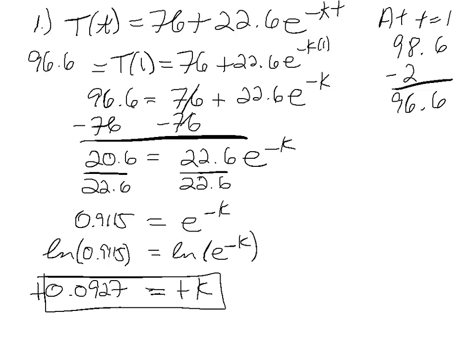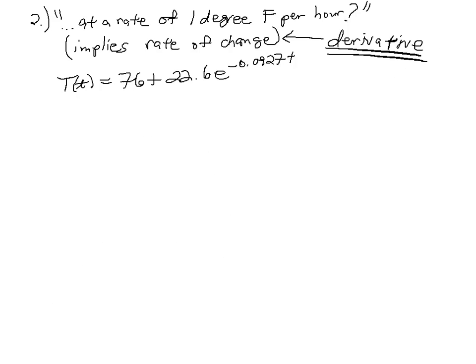Alright, now that we have that value, let's answer the next question. Now this question asks, at what time is the temperature changing at a rate of 1 degree Fahrenheit per hour? So we have a rate of 1 degree Fahrenheit per hour, so that implies a rate of change, and that's a derivative. So we're going to differentiate this equation right here. So let's just go ahead and do that.